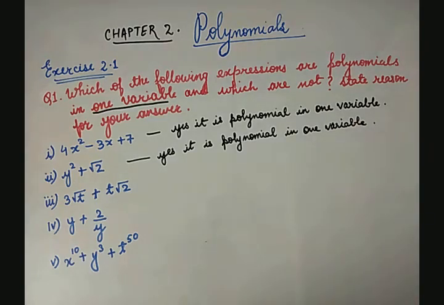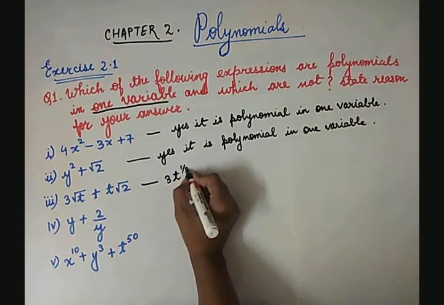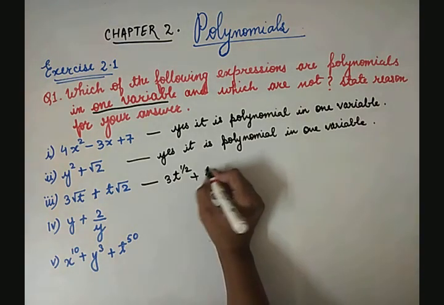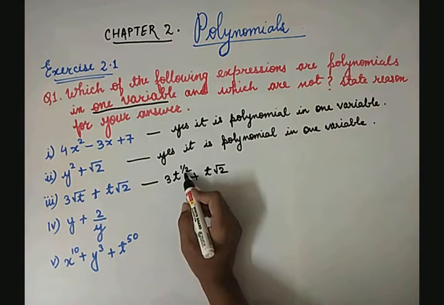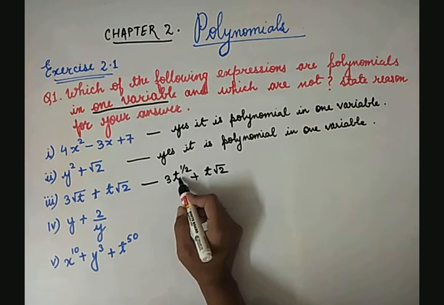3 root t plus t root 2. How many variables are there? Yes, one variable is there, that is t. Now check the powers, check the exponents. Now this root t, can I write it as 3 into t raised to 1 by 2? Root t means what? Raised to 1 by 2, no? And plus t into root 2. Now check the exponents. The first exponent is 1 by 2, which is not a whole number. The second one is 1, but the first one is not a whole number.